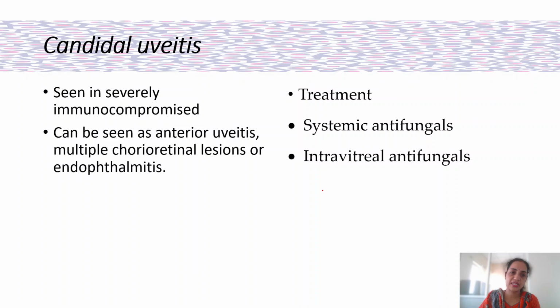Next is candidal uveitis, which is common in India. It is usually seen in severely immunocompromised individuals, and it can present as anterior uveitis, and more commonly as multiple chorioretinal lesions or endophthalmitis. Candidal endophthalmitis is usually seen in debilitated individuals who are on urinary catheters or severely immunocompromised, COVID. These are the predisposing factors for candidal endophthalmitis. Treatment is with antifungals in the form of systemic and or intravitreal injections.